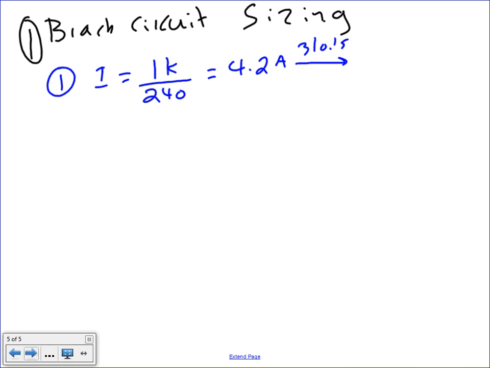310.15 B16 under the 60-degree column, and the conductors will be, these are single phase with no ground yet, so I'm going to have two conductors. Let's just say that this is a 240/120 system, three conductors, number 14, done.